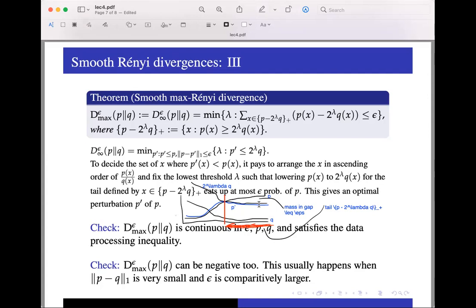Then, of course, it's also continuous in the probability vectors P and Q, which you can easily check for yourself. And it satisfies the data processing inequality. That is because D max satisfies the data processing inequality, which is property 1, and property 2 is that L1 distance also satisfies the data processing inequality. So this gives a very high-level hand-wave proof that D epsilon max is continuous in the parameters epsilon, P, and Q.